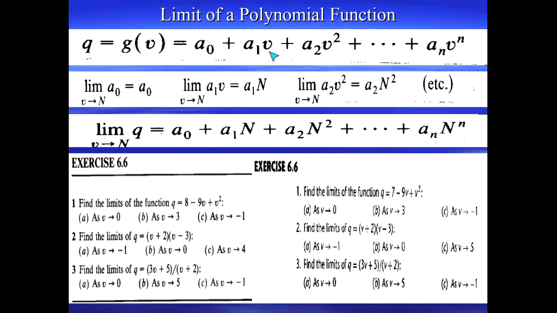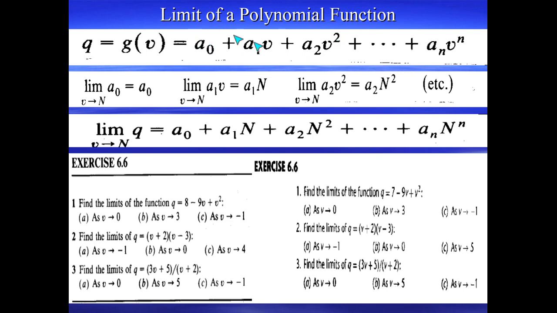And if we say that the limit of v when v goes to n is big case N, then the first term a0 is a constant term. The limit of the constant is the constant itself, as we have seen above. So the limit of a0 when v goes to n is a0. The limit of a1 times v, which is the linear term, we have seen is equal to a1 times N. For the square, we just square the limit. If the limit of v when v goes to n is N, then the limit of v square when v goes to n is N square. And when we multiply it by a2, it would be a2 times N square, etc.